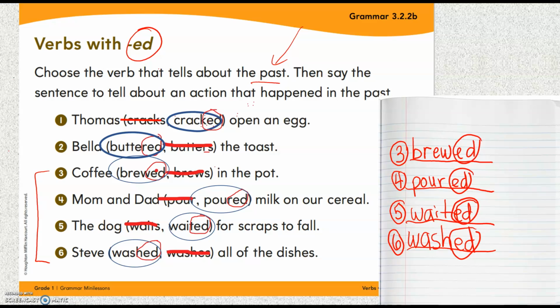All right, boys and girls, that concludes our lesson today on verb tense. We identified verbs that happened in the past by adding that ed ending to it. You will have an independent activity in Schoology that you will need to complete. You will be asked to look at verbs that happened in the past. If you need to rewatch this video, please do so before beginning the activity.